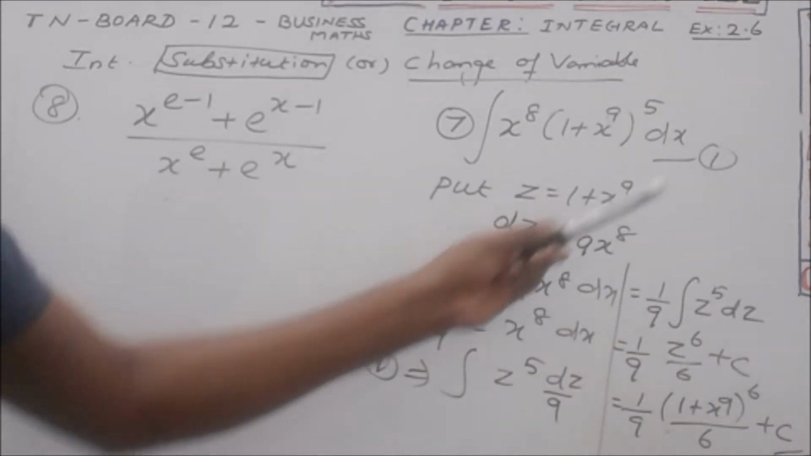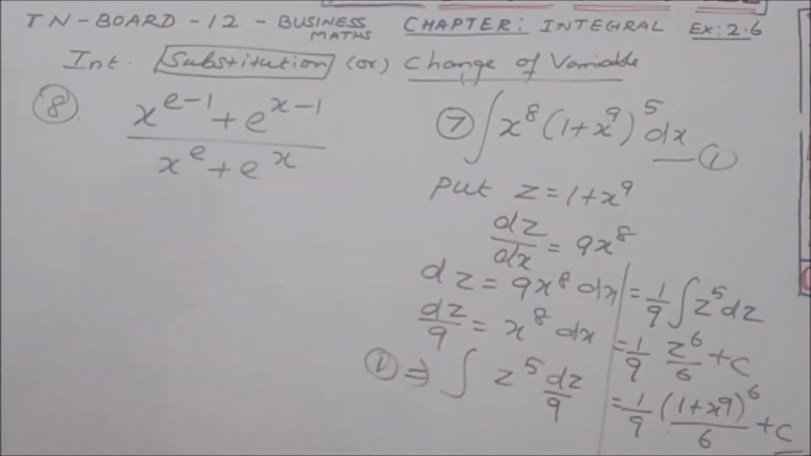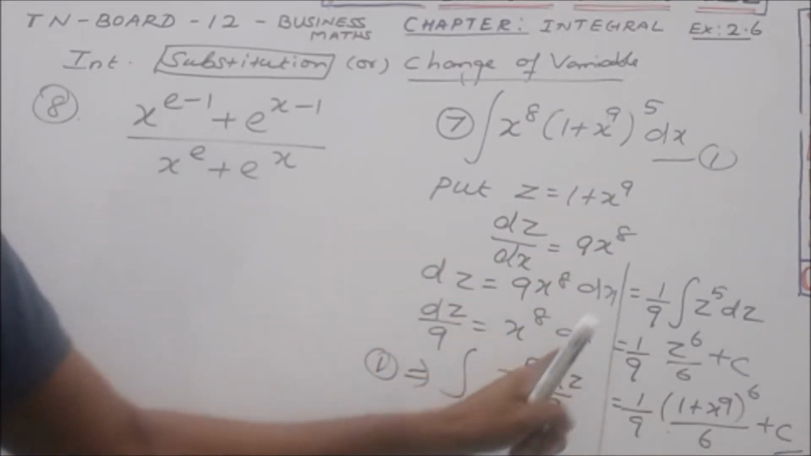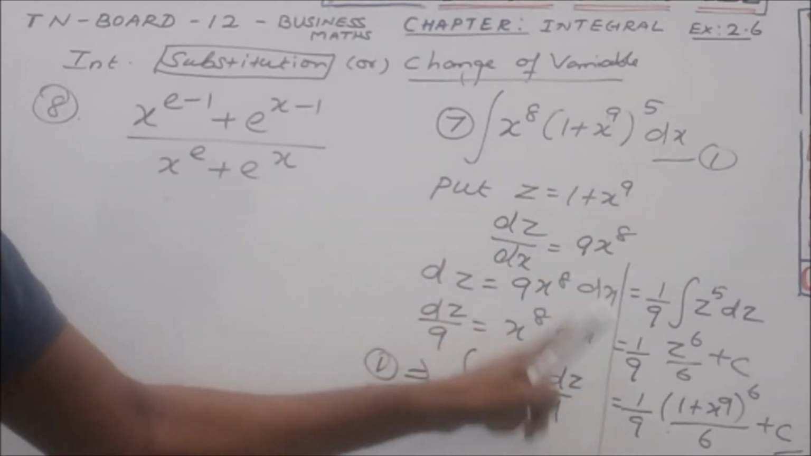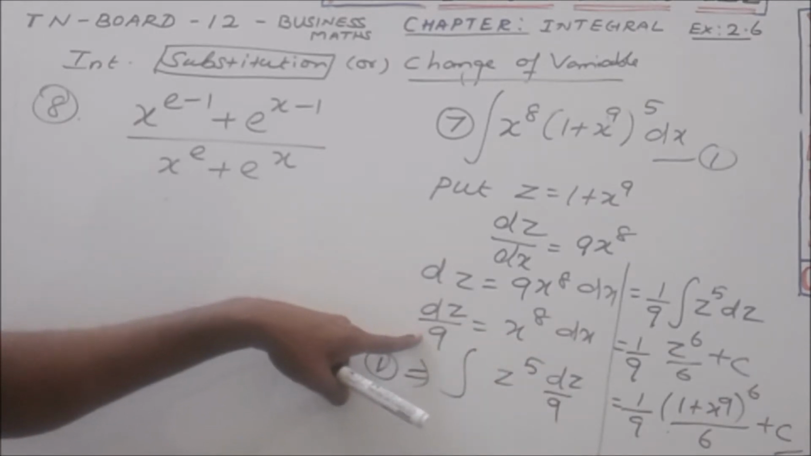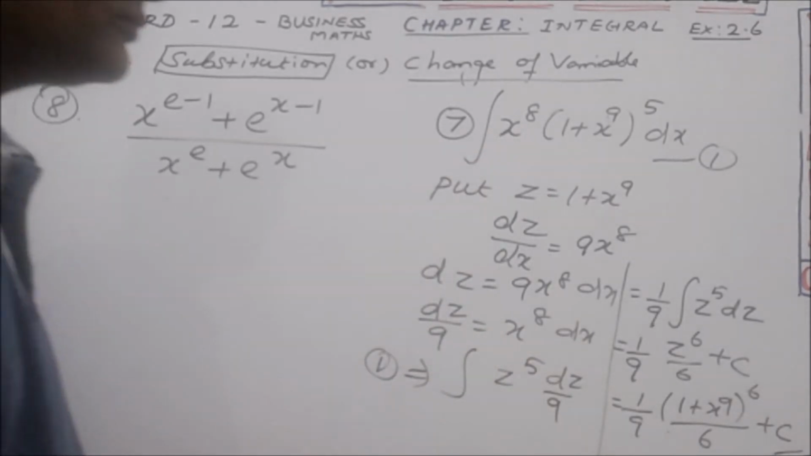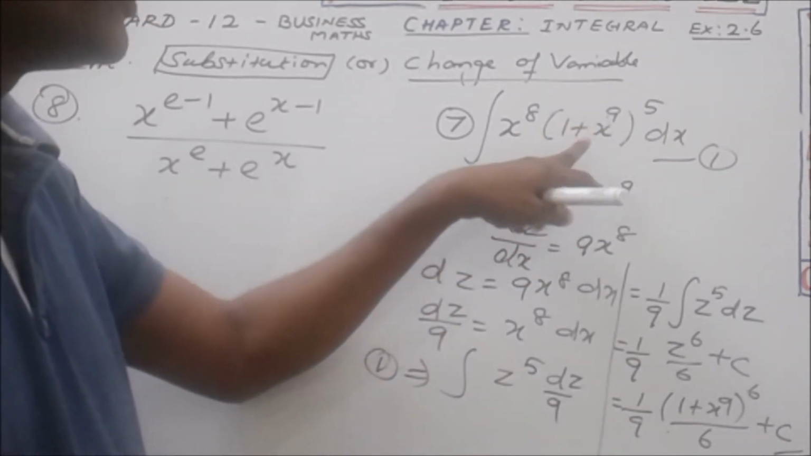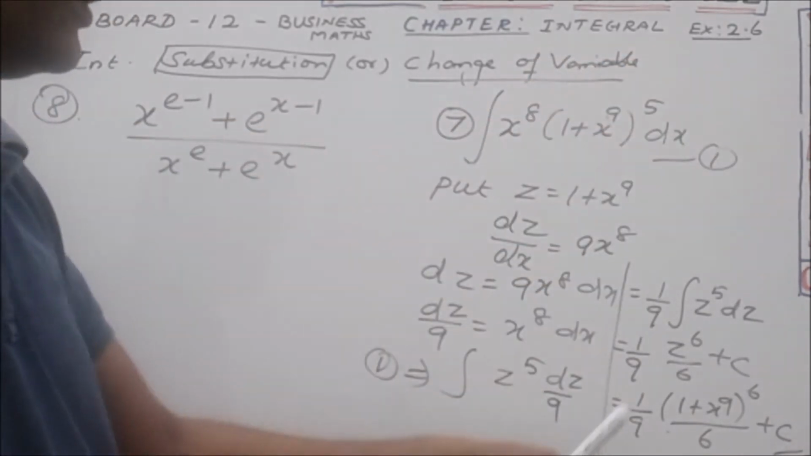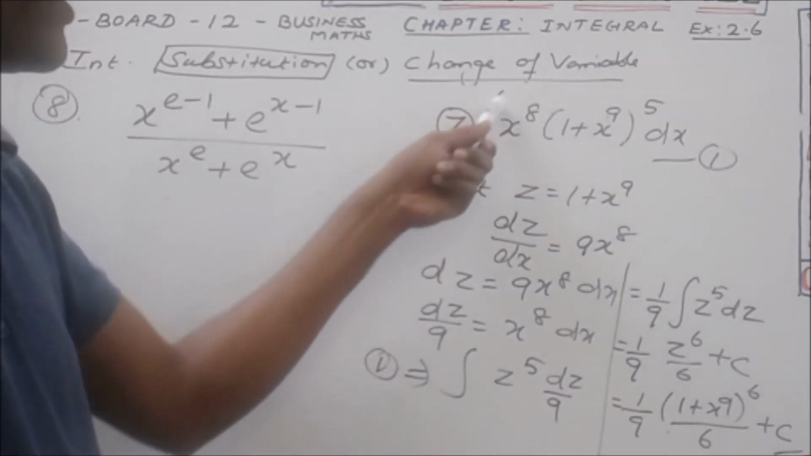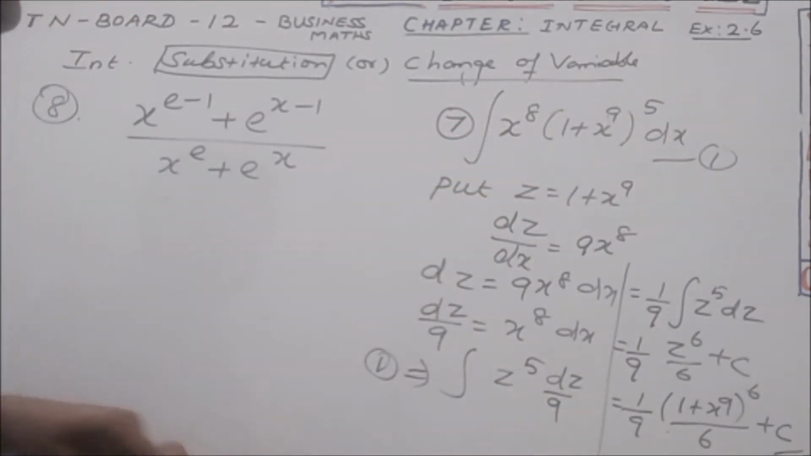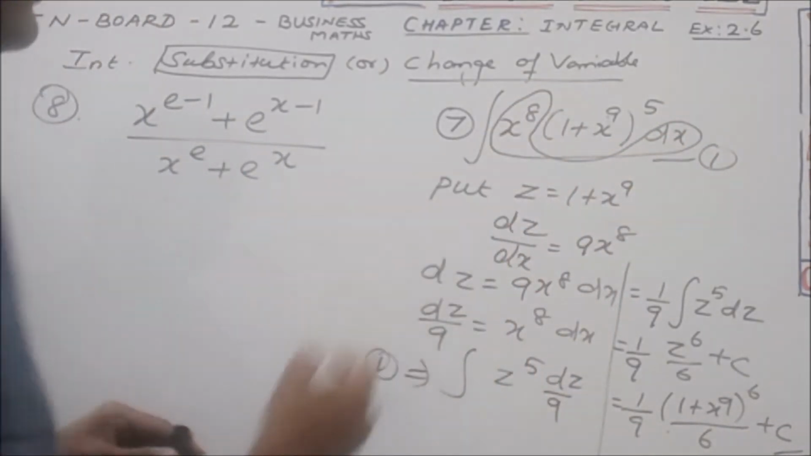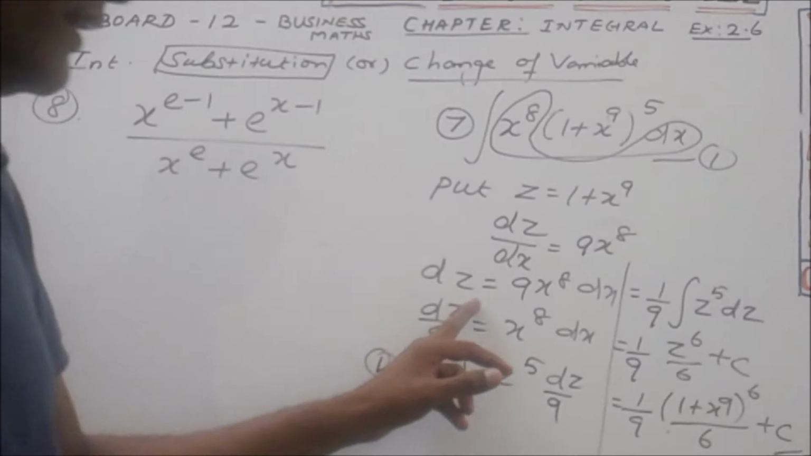z equal to 1 plus x power 9, differentiating, 9x power 8. So finding dz, 9x power 8 dx equals dz, and x power 8 dx will be equal to dz by 9. Substituting, 1 plus x power 9 is taken as z, so this becomes z power 5. The remaining is x power 8 into dx, for which we have the substitution dz by 9.